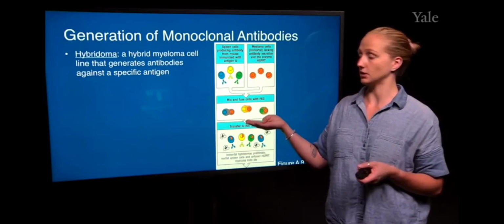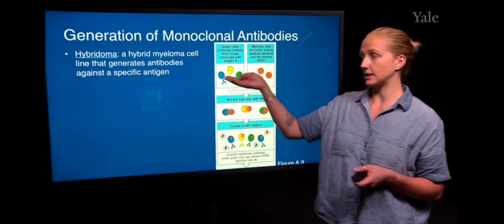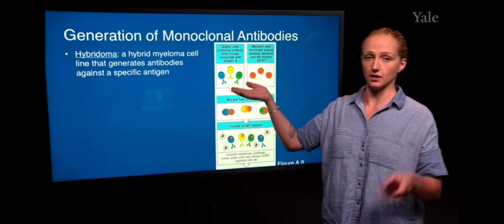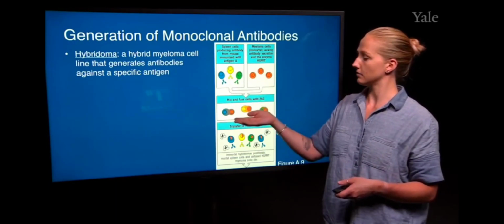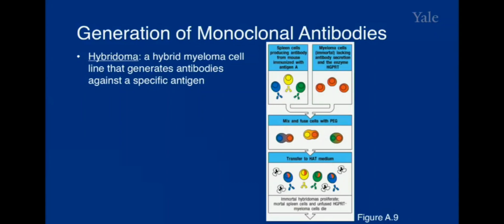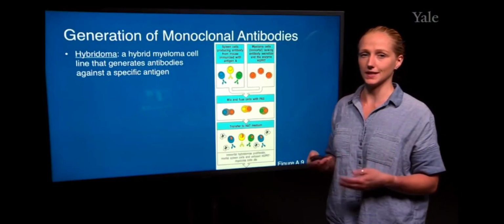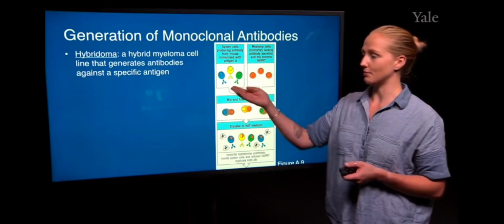So the spleen cells will die within the medium because they lack the immortal potential that fused cells gain from the myeloma lines. And the myeloma cells that have not fused with spleen cells will die because they lack the enzyme HGPRT, which the fused cells get from the spleen cells to which they have fused.